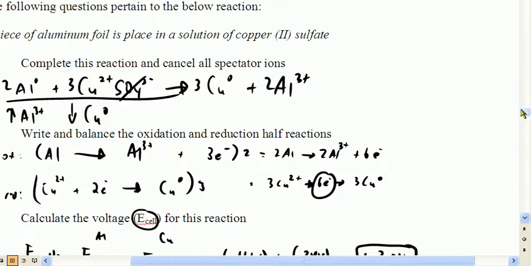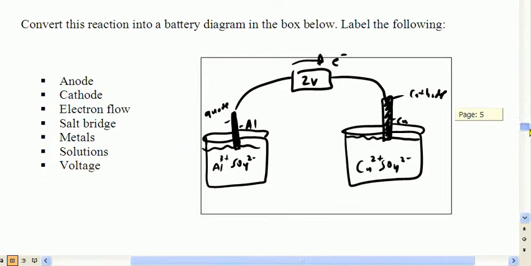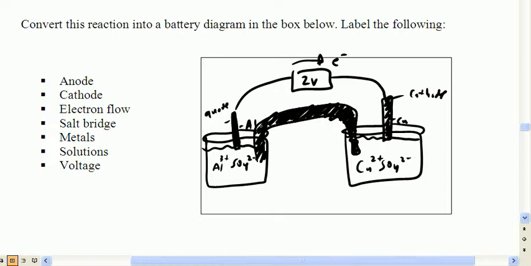Okay, I'm double checking if the spectator in this case was actually sulfate, and it was. So I'm going to put in the salt bridge solution to maintain electron flow. And by default, my cation is going to be Na plus, and my spectator ion is going to be the anion in the salt bridge. So I wrote the anode, I've done the cathode, I did electron flow, I did the salt bridge, I put in the metals, I put the solutions, and I put the voltage. That's a good problem.